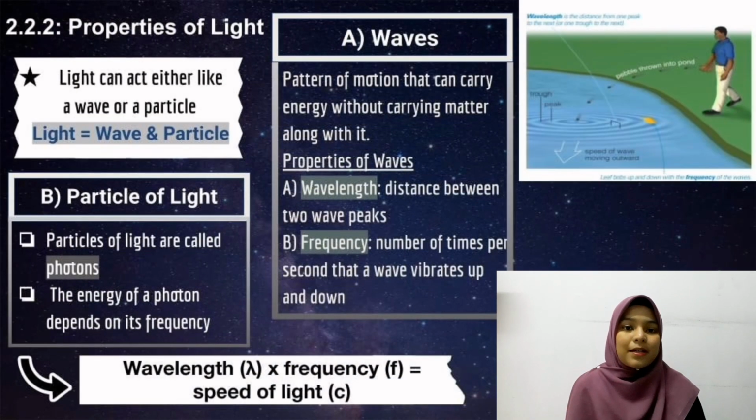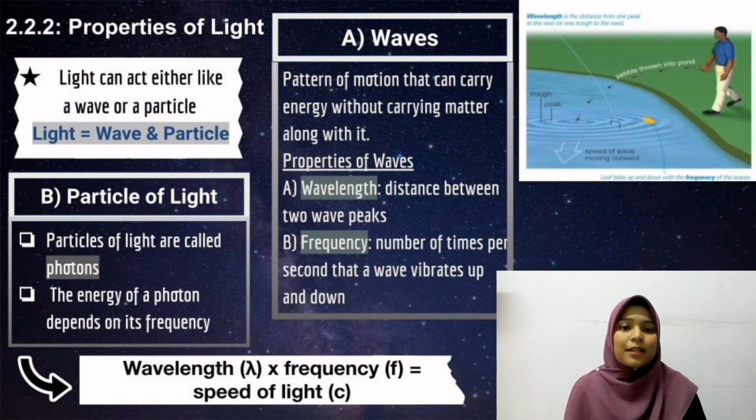The second subtopic is properties of light. Light can act either like a wave or a particle. Next, waves and particles of light. A wave is a pattern of motion that can carry energy without carrying matter along with it. There are two properties of a wave. First is wavelength, being the distance between two wave peaks, and frequency is the number of times per second that a wave vibrates up and down.